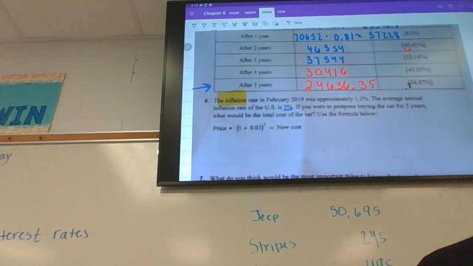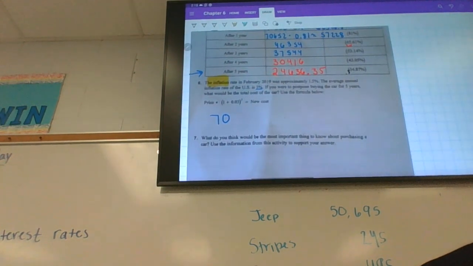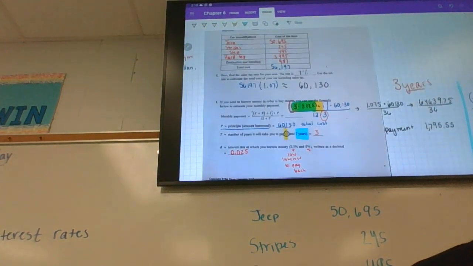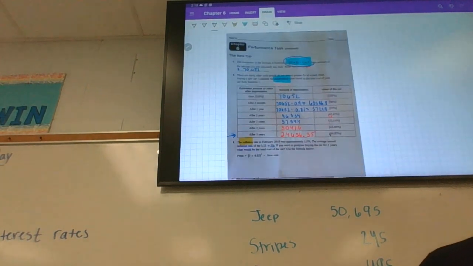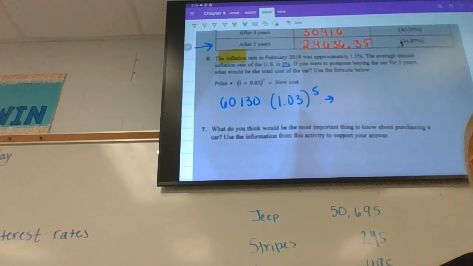Okay, so going back to my 70,000. No, I'm not going to use 70,000. I'm going to go back to this number from number 2, which is just my cost with the tax. 60,130 times 1.03 to the 5th power, and this is how much I think, time value of money. This is how much I think this car will cost in 5 years if prices increase 3% every year, which I think is a lot.